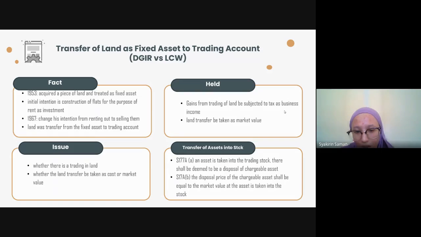According to section 17A clause A, when an asset is taken into the trading stock, there shall be deemed to be a disposal of a chargeable asset, and under section 17A clause B, the disposal price of the chargeable asset shall be equal to the market value when the asset is taken into the stock. That's all from us. Thank you.